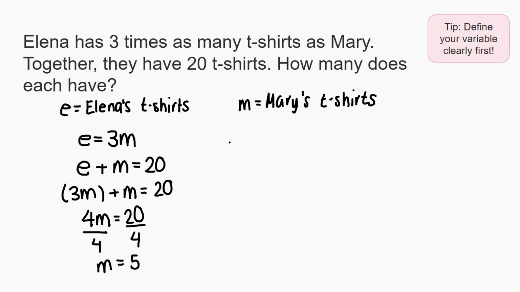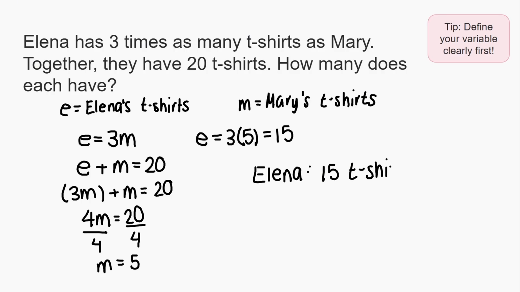Now we solve for how many t-shirts that Elena has. Since we know it's 3 times the number of Mary, we know that E is going to equal 3 times 5, which is 15. So Elena has 15 t-shirts, while Mary has 5 t-shirts.